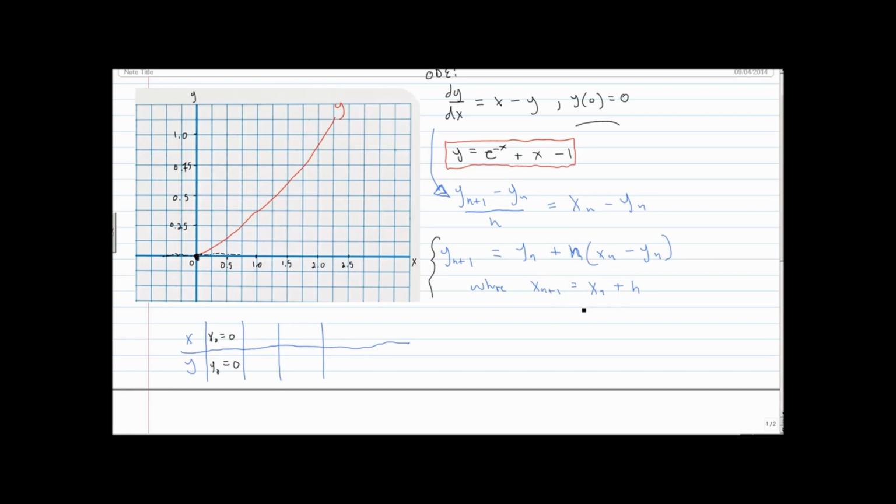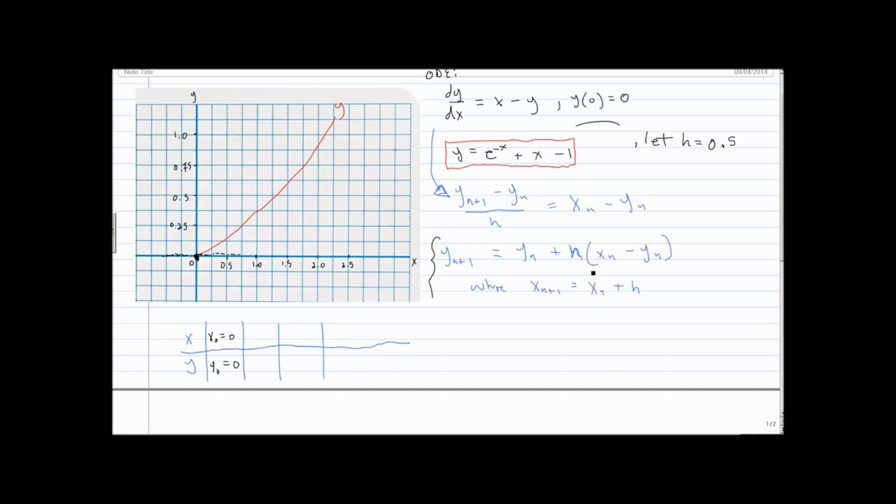You can see from this difference equation here that our x values along the x-axis are increasing by h. Okay, so let's pick a value for h. Let's say that h equals 0.5.